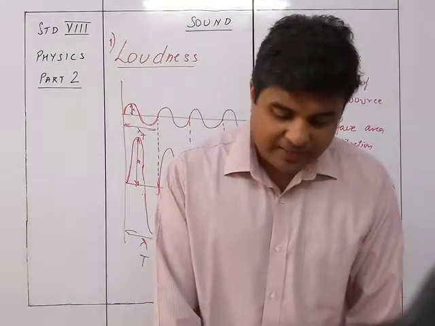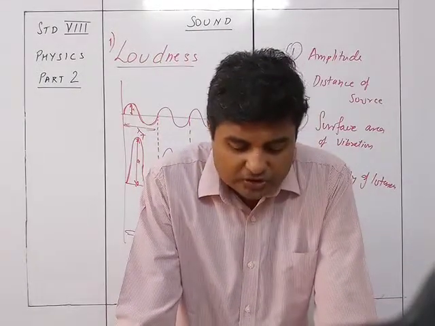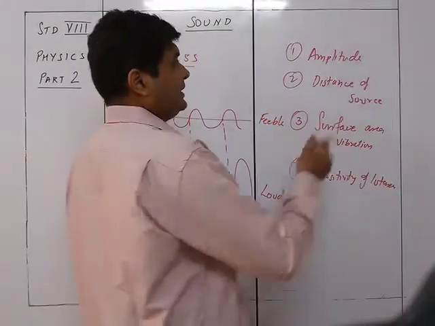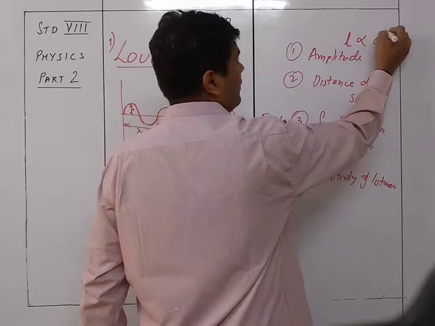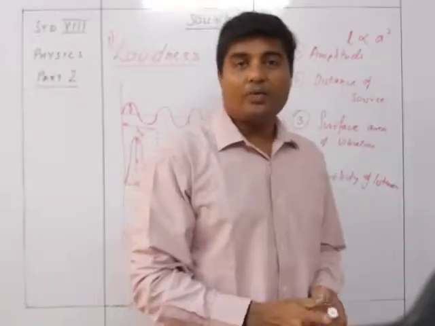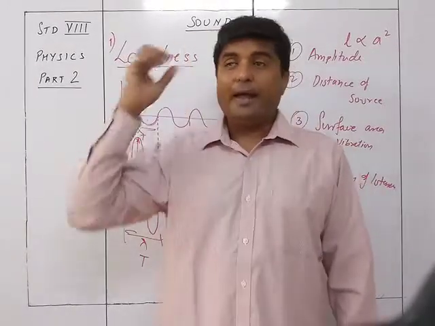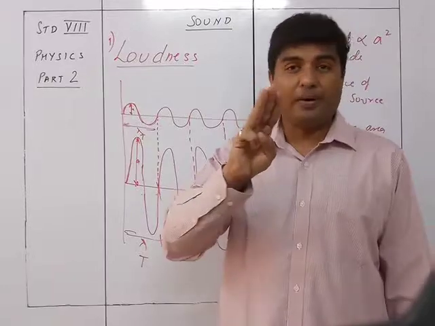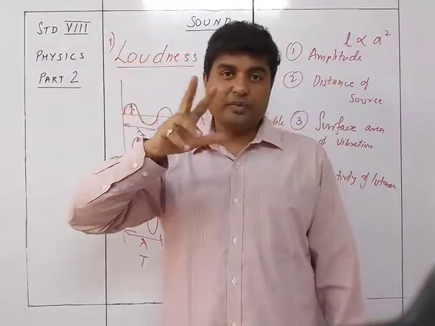Now, the relationship between the loudness and the amplitude of the wave. The loudness of the sound is directly proportional to the square of the amplitude of the wave. So loudness is proportional to the square of the amplitude. If the amplitude is doubled, the loudness will be 4 times. If the amplitude is tripled, the loudness will be 9 times. Understood? What is the difference between the two?